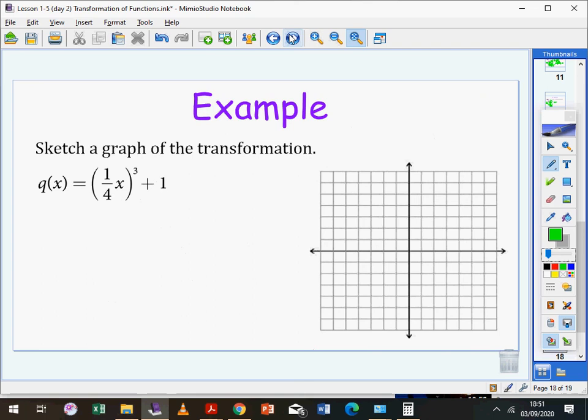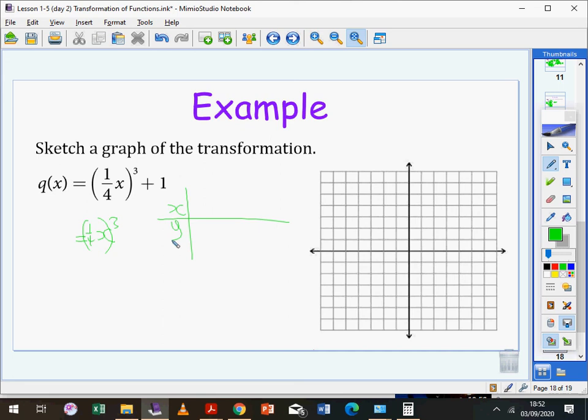This one, the parent graph for this one, I just need to graph this. I can see that the parent is x cubed, okay? That x cubed has a horizontal stretch on the input value of a quarter. Now, to be able to explain this well, I'm going to use the tables again, but like I specified, if you understand it, no need.